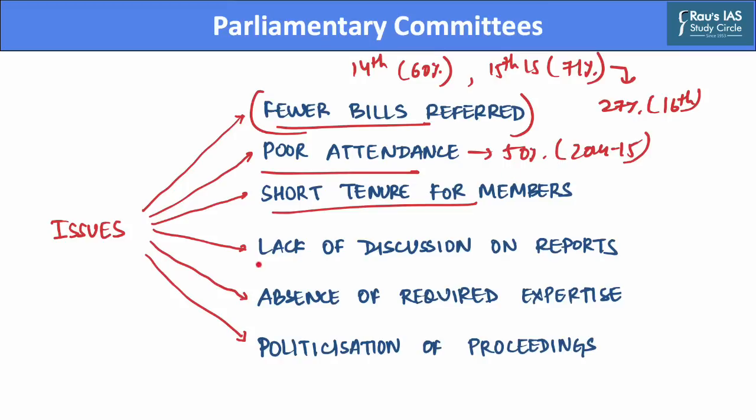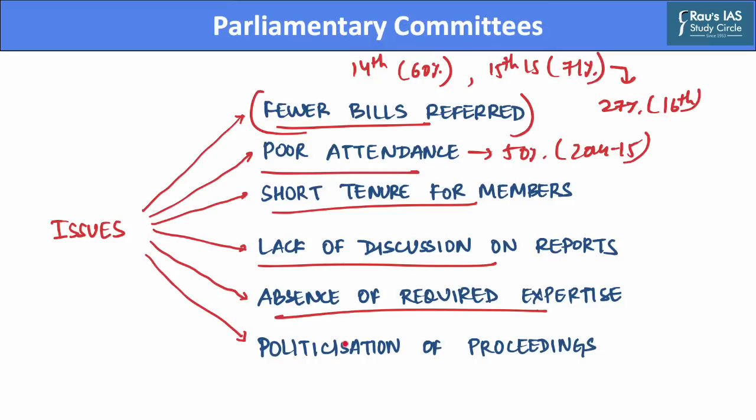Further, there has been a lack of discussion on these committee reports, as these reports are recommendatory in nature, and they are not taken up for discussion in the parliament except for references in debates on certain bills. Further, there has been a lack of required expertise among the members of the committees. As members of the parliament are generalists in nature, they lack the technical expertise which may be required to go into the intricacies of specialized subjects which come under the consideration of various committees.